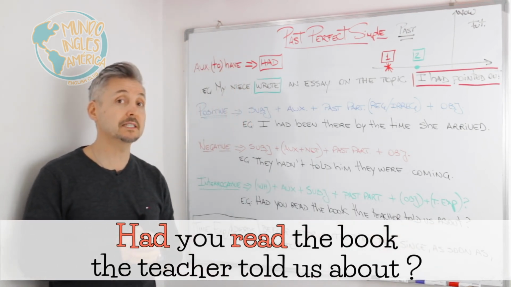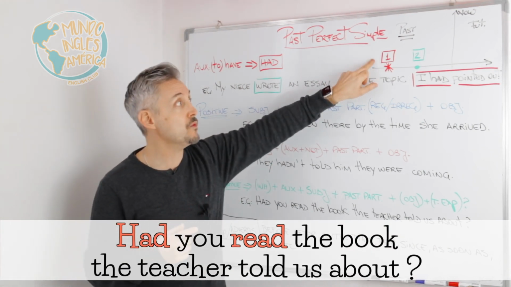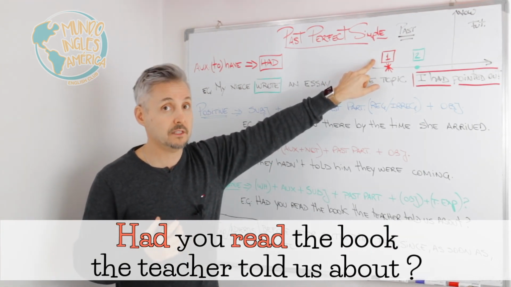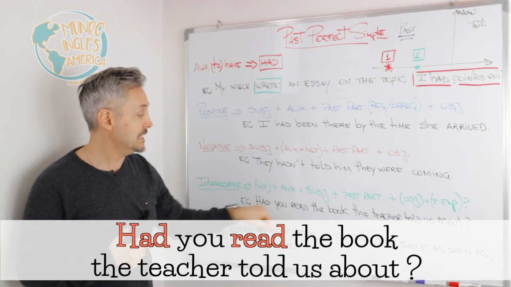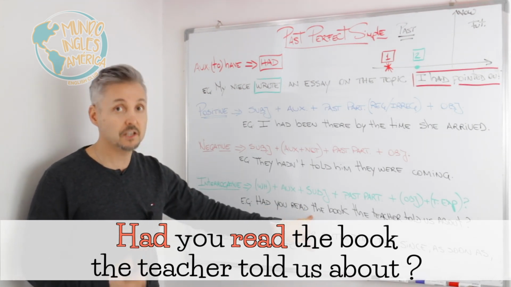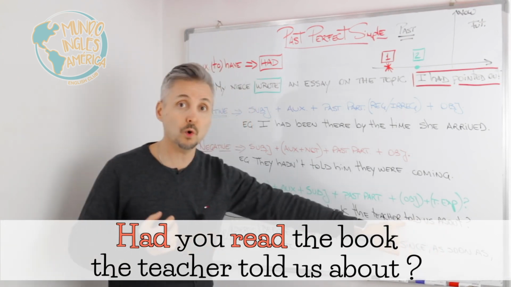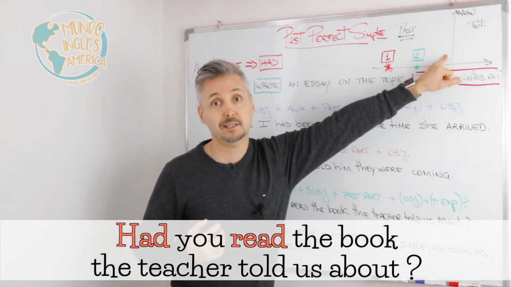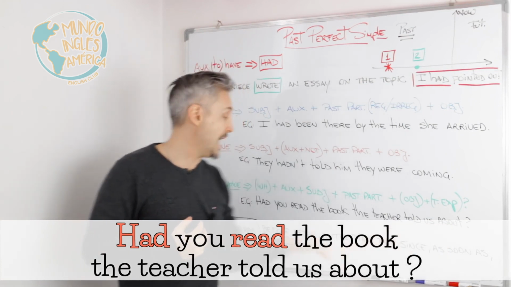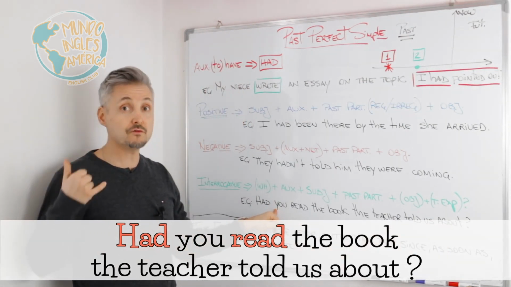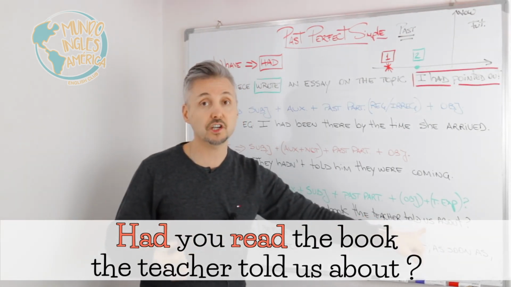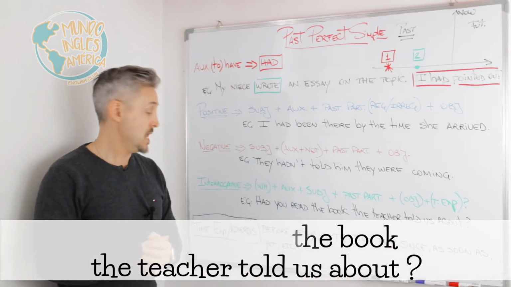So which one is number one? So we said number one is the past perfect. The past perfect is here. Had you read, so this is before the teacher told us about. Told us is closer to the present. So told us about. Had you read? So before, had you read the book the teacher told us about?